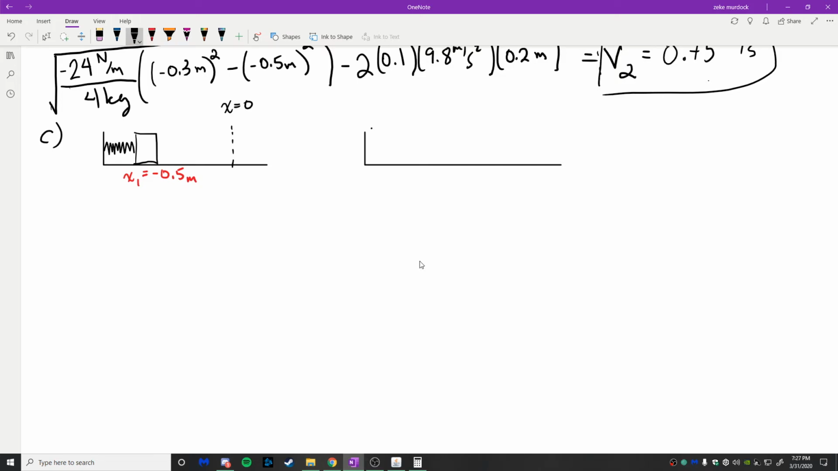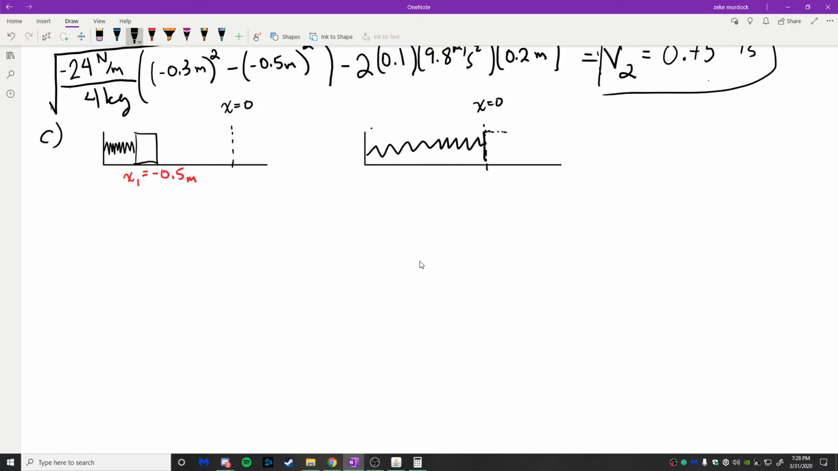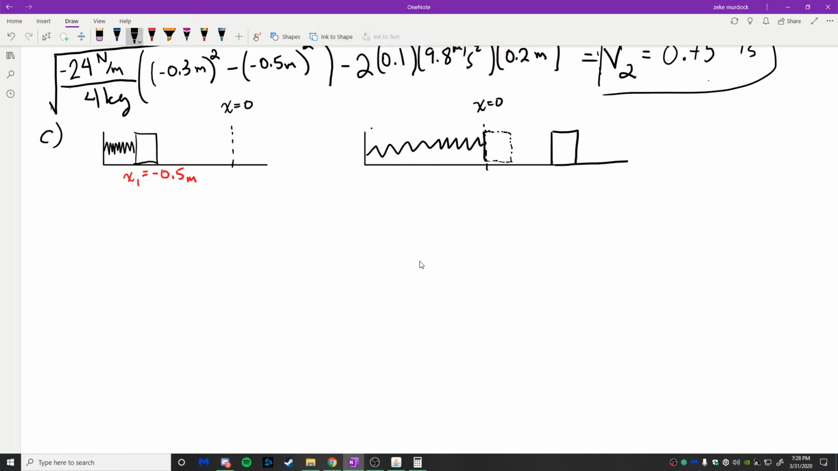Now what's going to happen is that the spring, so this is going to be x equal to 0 right here. The spring is now going to expand until it's all the way to here, but the block, which at one point in time was right here, is now going to slide over to here, at which point it's going to come to rest. So now the block is here. And our goal is to figure out how far it is going to slide before it comes to rest.